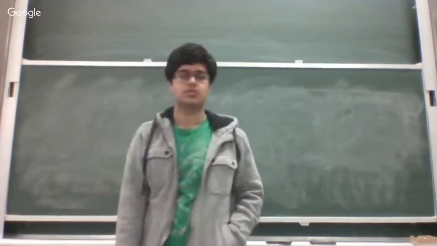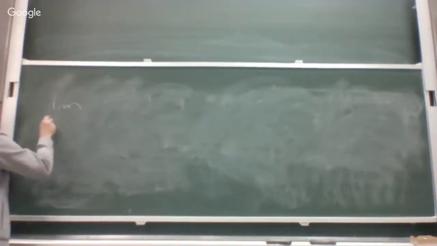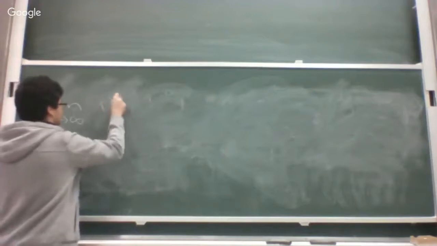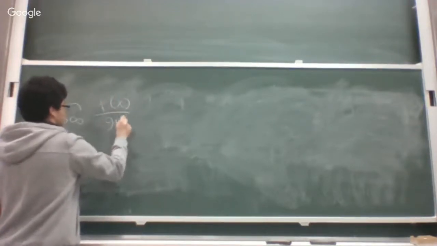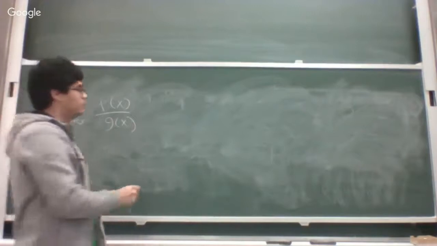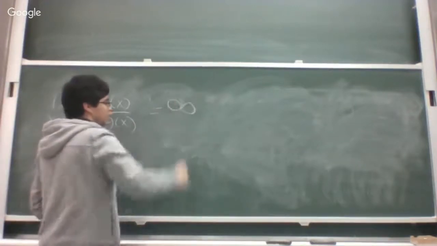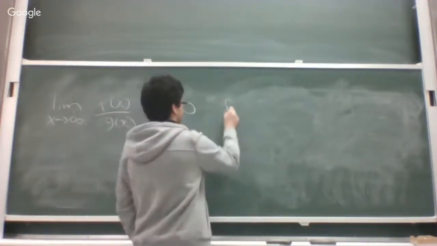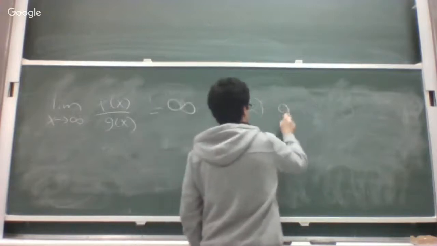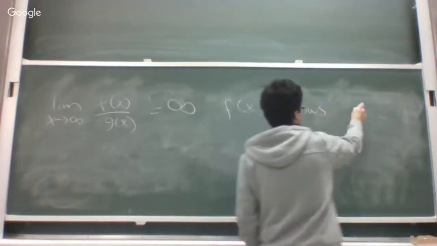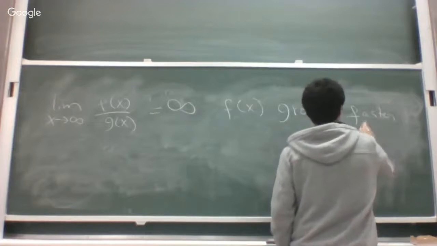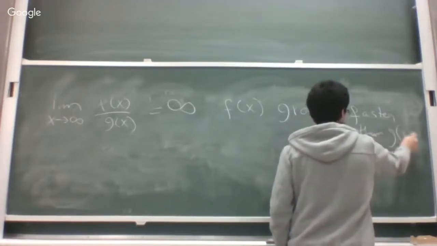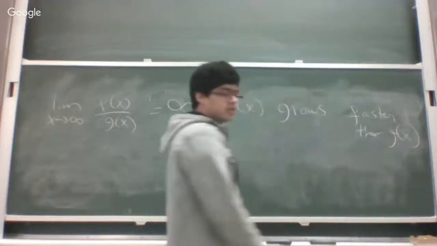Now looking at rates of growth. If we have the limit as x approaches infinity of f of x over g of x, and we get infinity as our answer, what does that mean? Yep, f of x grows faster than g of x.